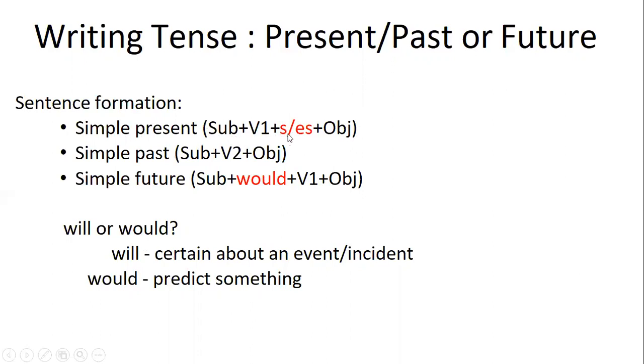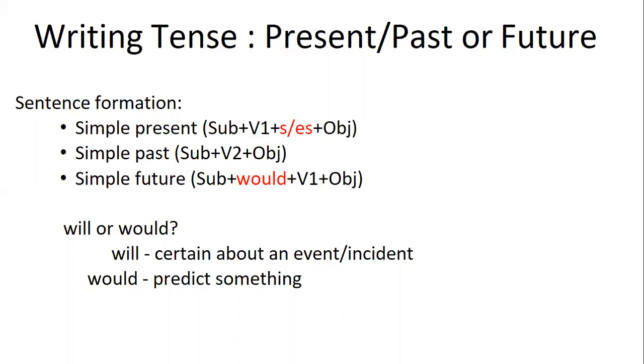In case of present, maximum sentences are made of present indefinite tense, in which we use subject plus first form of verb plus object. If the subject is singular, in that case, S or ES must be used with the verb. Then, in the past tense, subject plus second form of verb plus object is used, and in case of future tense, subject plus would plus first form of verb plus object is used. Here in future tense, instead of will, would is used.